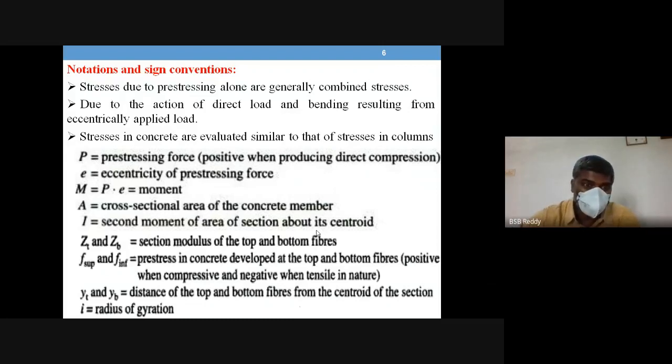I'll just quickly go through them: capital P, the pre-stressing force, and small e, the eccentricity of the pre-stressing force, capital M being the moment created by the pre-stressing force, and the cross-sectional area, the moment of inertia, section modulus, and final stresses at top and bottom fibers, and the distance from the CG of the section to the top and bottom fibers, and also the radius of gyration, a mathematical term calculated with the formula square root of I by A.